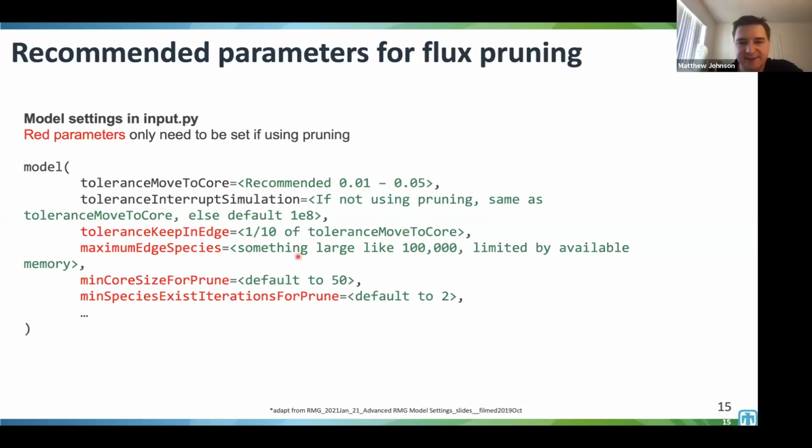We're going to set some maximum edge species. Usually this is the default, I believe, is 100,000. But what you set it to may be dependent on how much RAM you have in your computer. And then min core size to prune is the size of the core at which the RMG algorithm is allowed to start pruning edge species. And then min species exist iterations for prune is how many iterations an edge species has to be in the edge before it's allowed to be pruned.